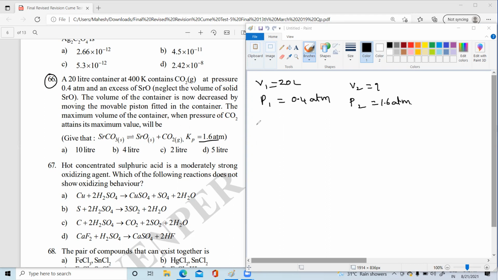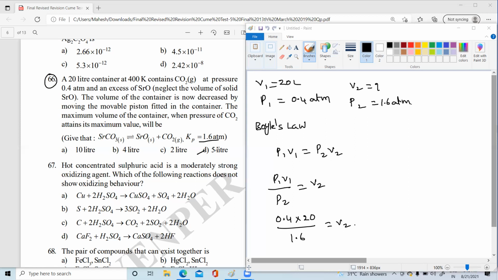As we know very well, according to Boyle's law, P1 V1 equal to P2 V2. We have to find V2, so I'm taking P1 V1 divided by P2 equal to V2. P1 is 0.4, into V1 which is 20 liters, divided by P2 which is 1.6. On simplification, students, we get 5 liters.